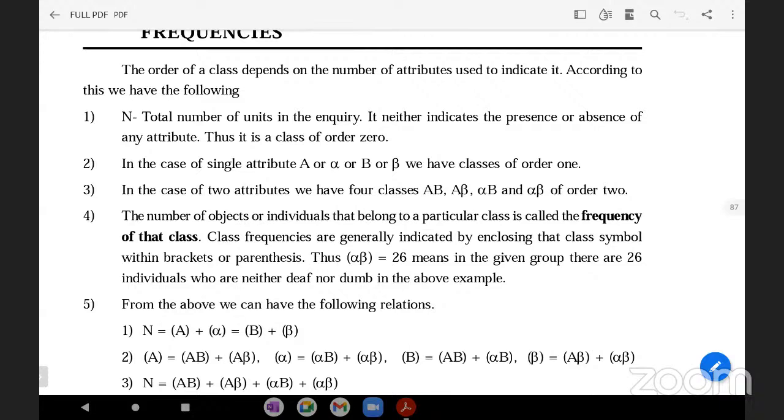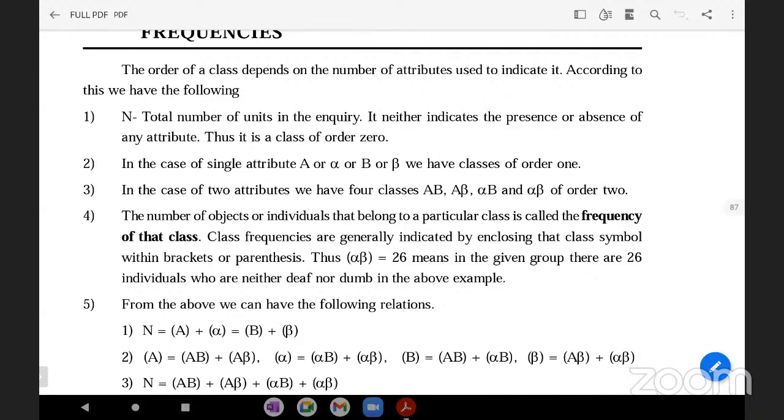Here the total is A plus alpha plus B plus beta. Here A plus alpha is one category, and B plus beta is the other category. Now, the total of alpha beta, if I take that, AB equal to alpha beta equal to 26. That is what I am taking here.